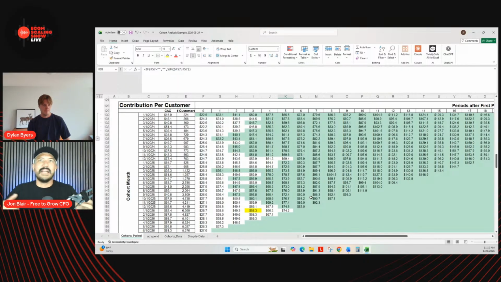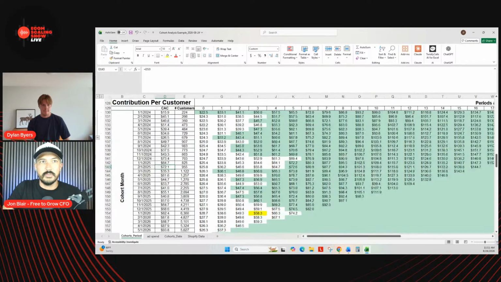CAC payback period is kind of a fancy phrase for how many months it takes for you to recover a given cohort's CAC in margin dollars. So let's look at a quick example here. This is actually a good one. I'll make this a little bit bigger.